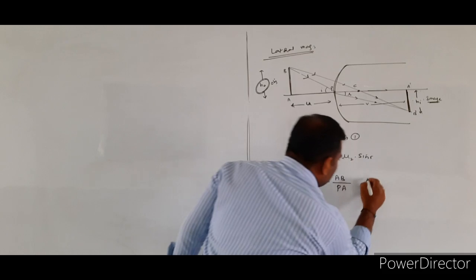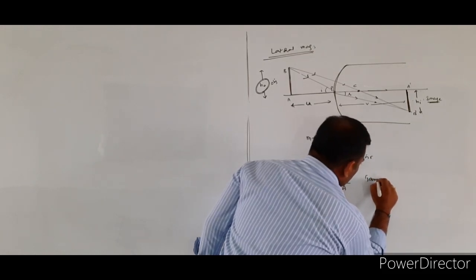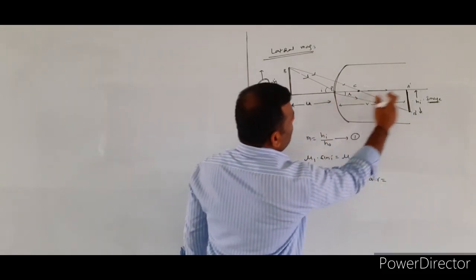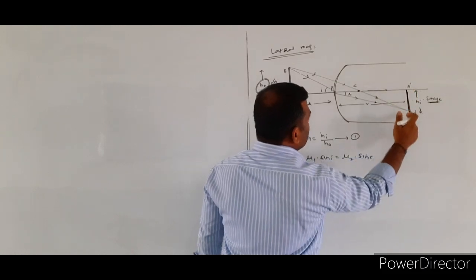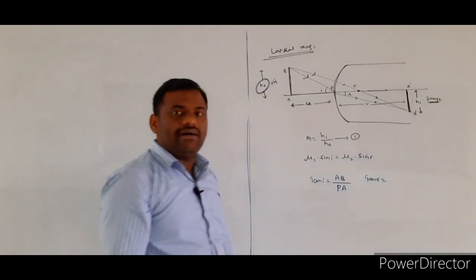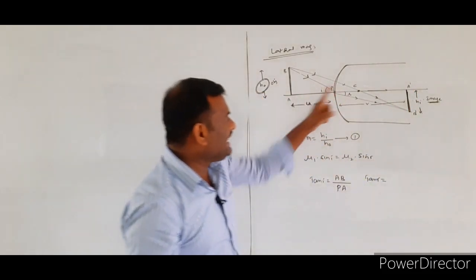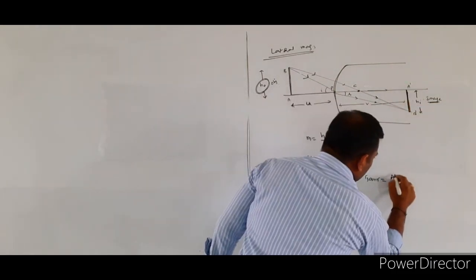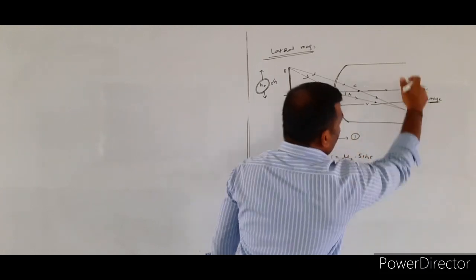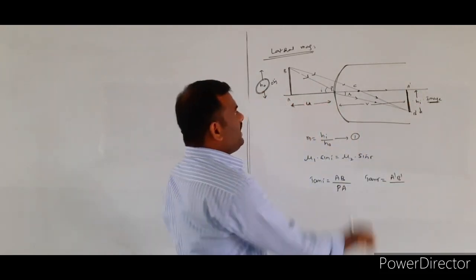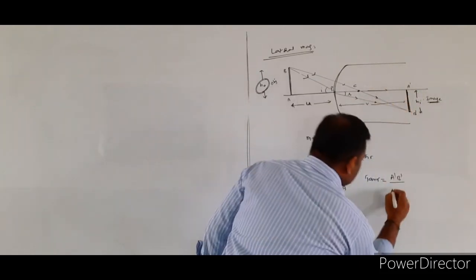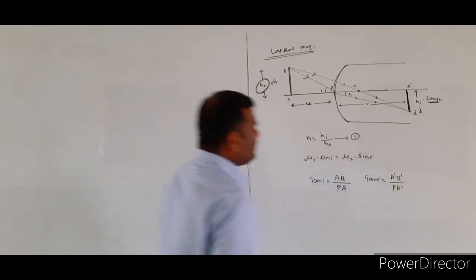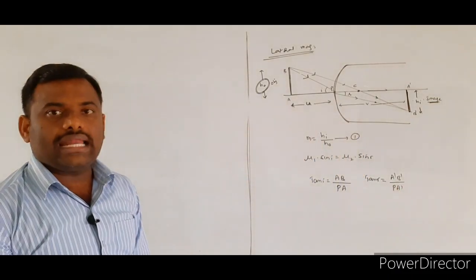Next, similarly, what is the tan R value? From the triangle A dash B dash P, tan R is equal to the opposite side, A dash B dash, by the adjacent side, P to A dash. So these are the tan I and tan R values.